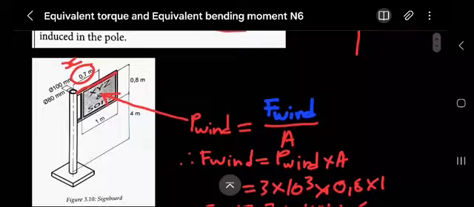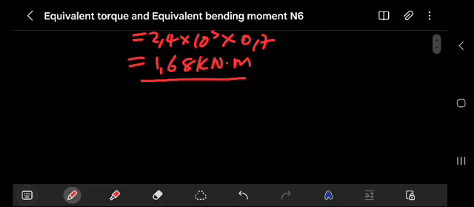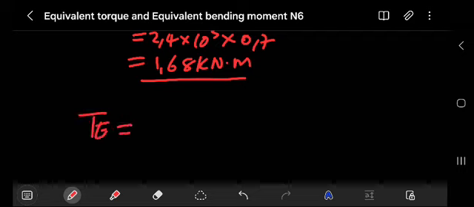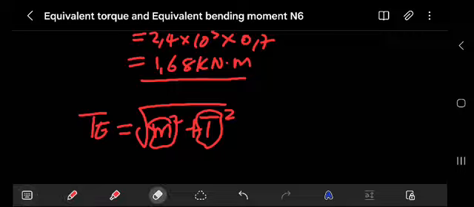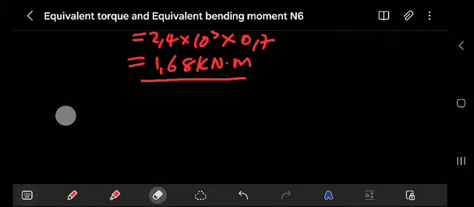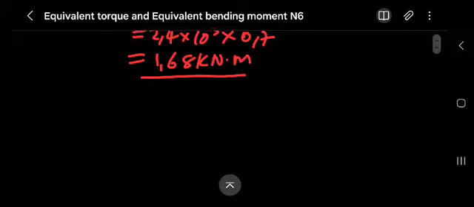Then, remember, the aim is to calculate the shear stress and the principal stress. Remember, we're supposed to have Te, which equals the maximum bending moment plus the maximum torque. We have calculated the torque. Now we're left to calculate the maximum bending moment.